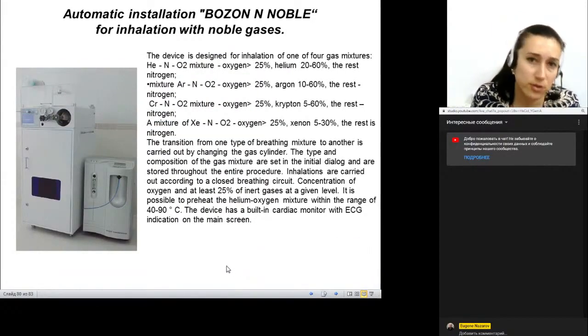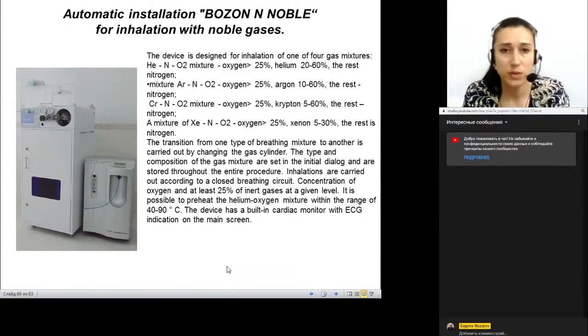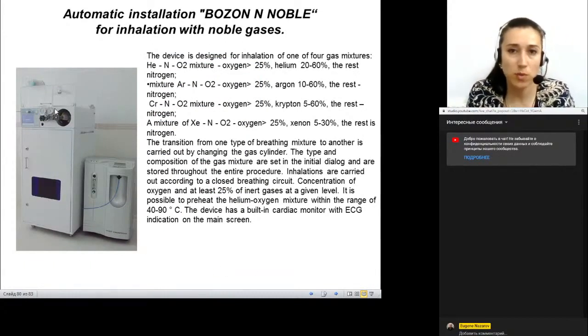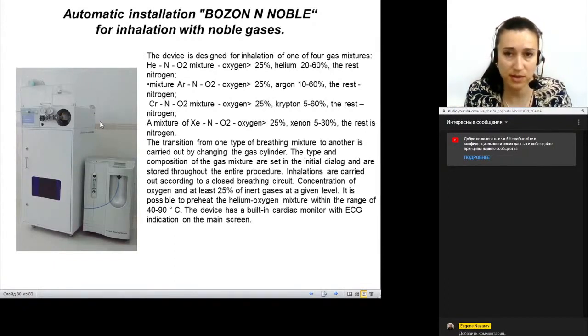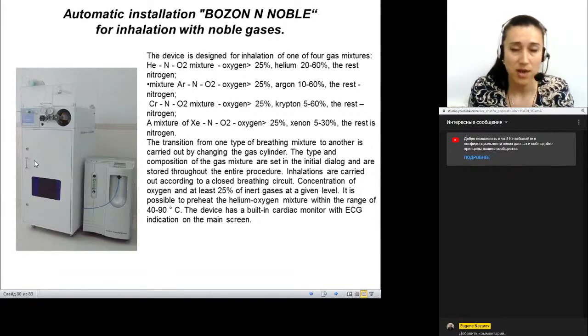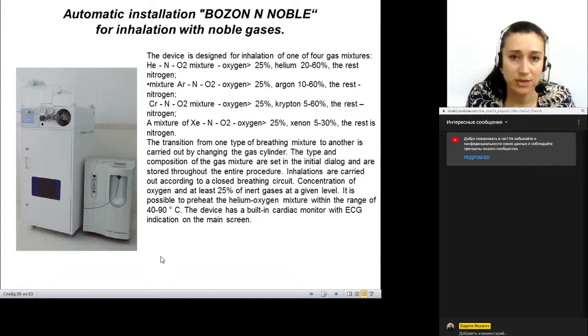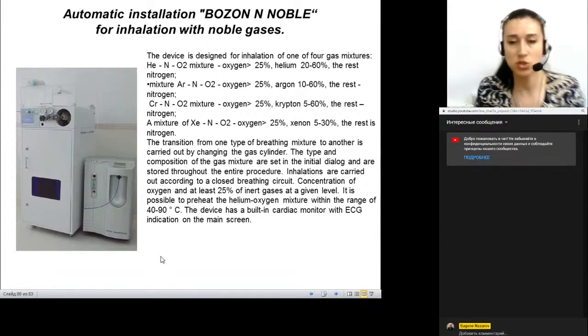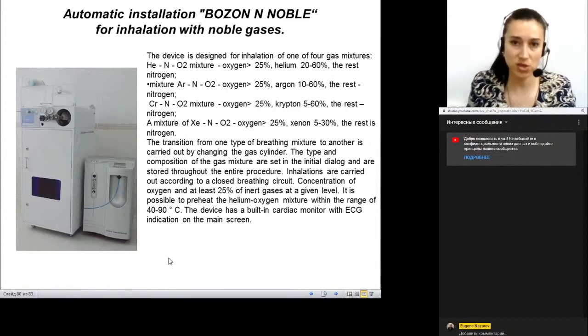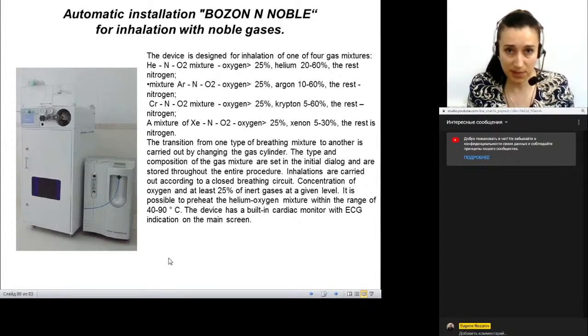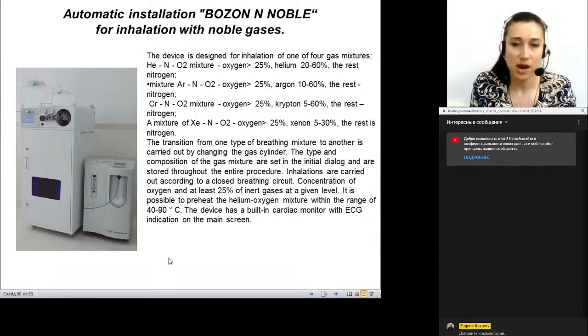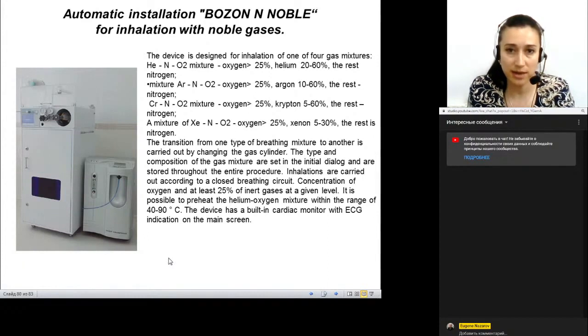So here is another automatic installation that we use for inhalation with noble gases. The device is designed for inhalation of 1 of 4 gas mixtures. There are different medical gases that we use so far: helium, argon, krypton, and xenon. The transition from one type of breathing mixture to another is carried out by changing the gas cylinder. The type and composition of the gas mixture are set in the initial dialog and are stored throughout the entire procedure.